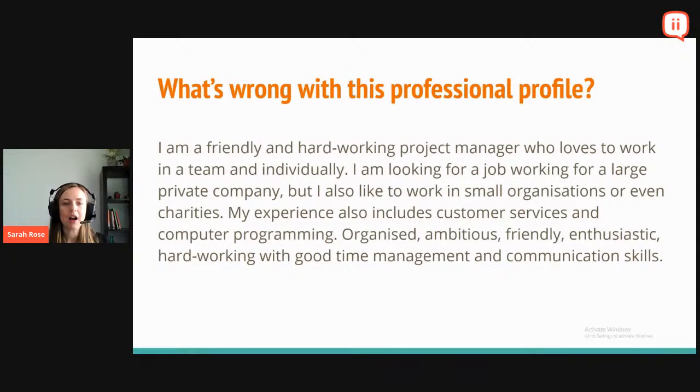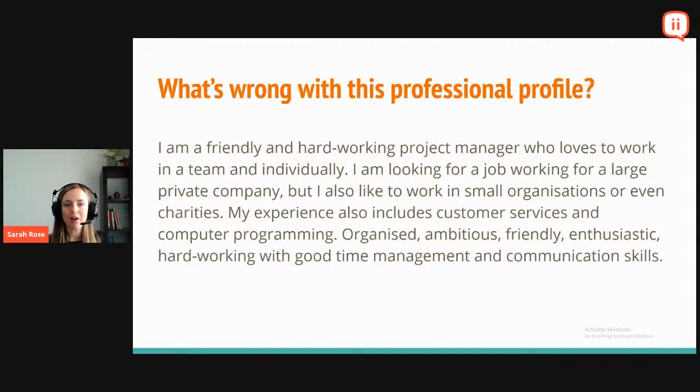I am a friendly and hardworking project manager who loves to work in a team and individually. I am looking for a job working for a large private company, but I also like to work in small organizations or even charities. My experience also includes customer services and computer programming. Organized, ambitious, friendly, enthusiastic, hardworking with good time management and communication skills. Okay, so can you see anything here that you don't like? What needs to change in this example?